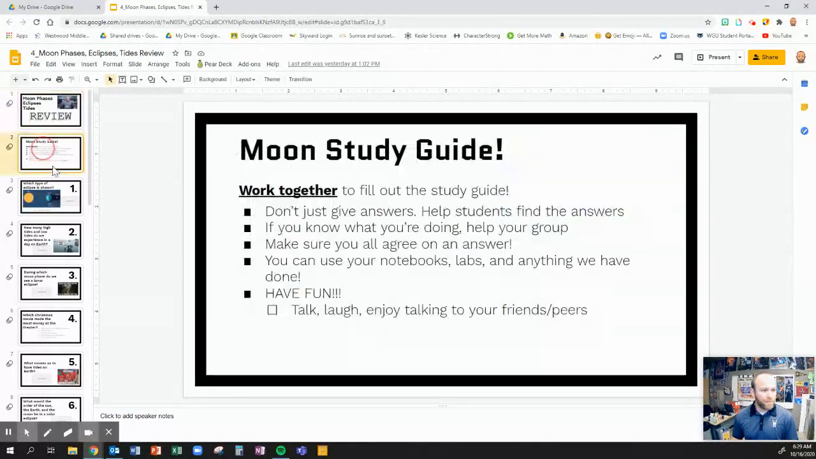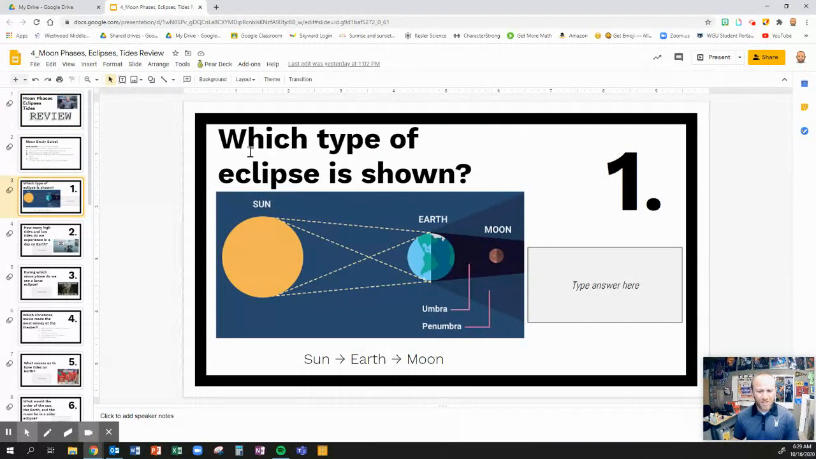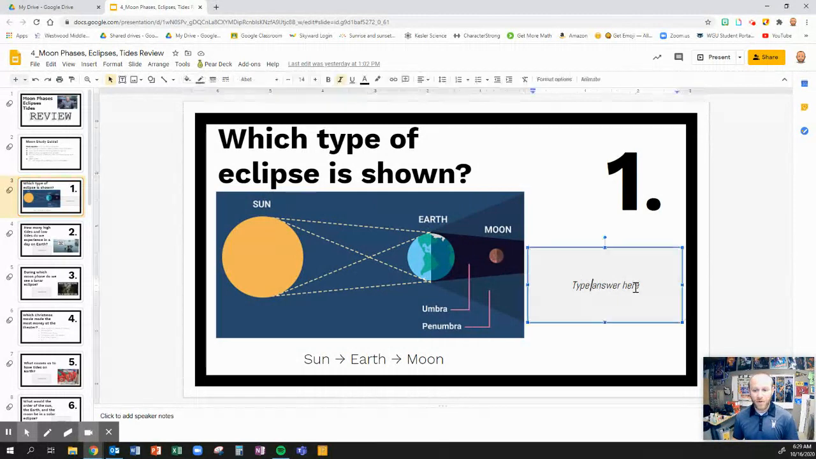All right. So question number one, which type of eclipse is shown? So our order is sun, earth, moon. If we look at this, we can tell that this is a full moon, and the eclipse that happens during a full moon is a lunar eclipse. The way that I remember a lunar eclipse is that it's a full moon and the Earth is in the middle on a lunar eclipse.